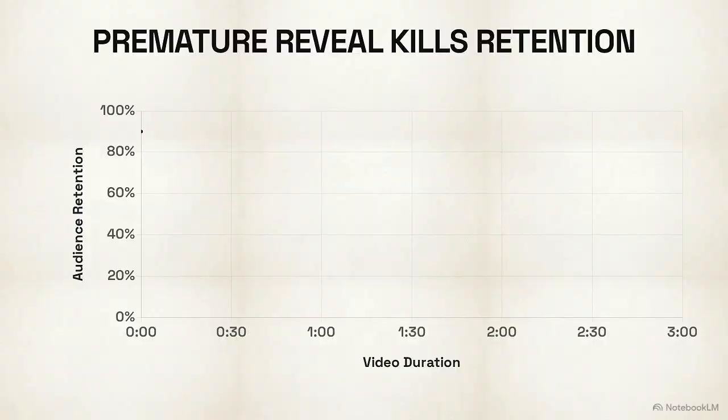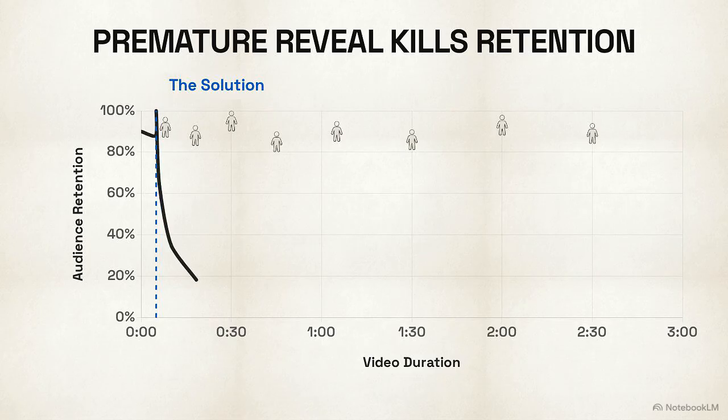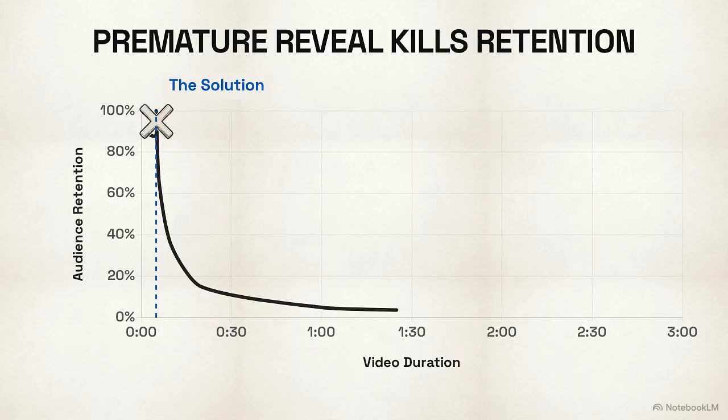In standard tutorials, creators often give away their best advice at the 5-second mark. They announce the solution, then spend 3 minutes explaining it. Once the mystery is gone, the brain registers the problem as solved. Viewers click away, and the retention curve flatlines.